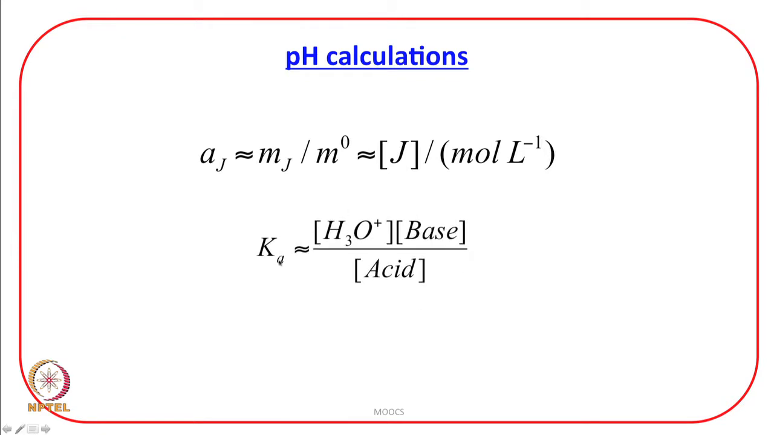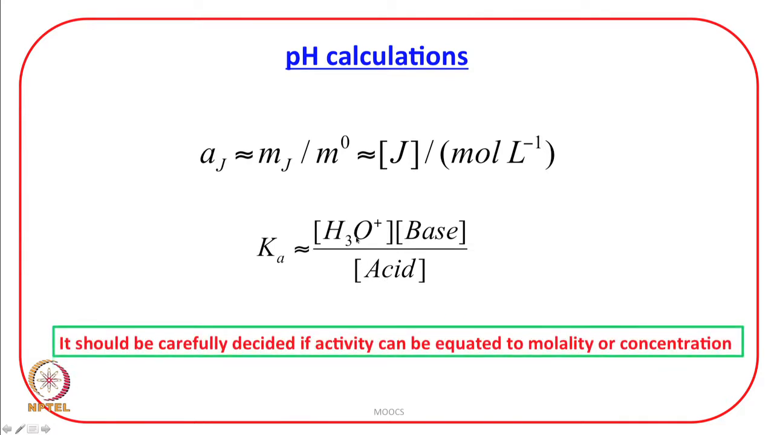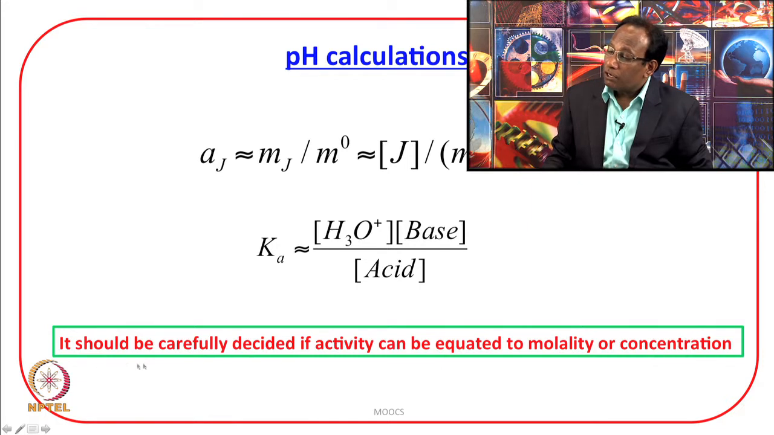And in that case, the acidity constant can be written in the form of concentrations, since for very dilute solutions we assume the activity coefficient to be 1. If that assumption is valid, then activities can be replaced by the concentrations and Ka can be expressed in the form of concentrations. And that is what is commented over there. It should be carefully decided if activity can be equated to molality or concentration or not.